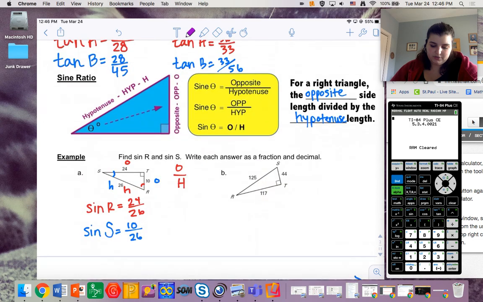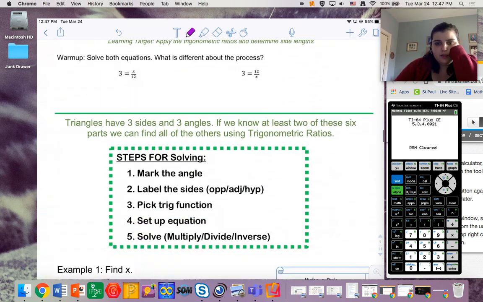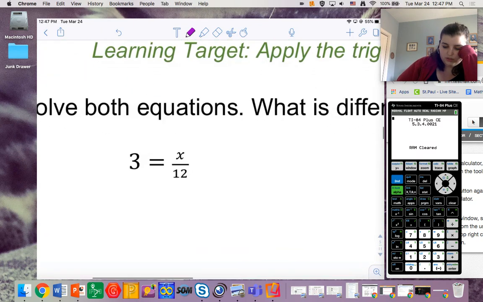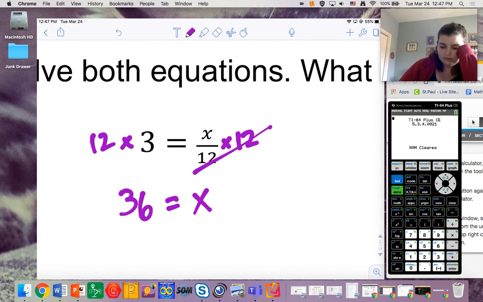Scrolling past our stuff from before. All right, solving for missing side notes. So first things first, solve both equations. What's different about the process? So I'm going to go ahead and zoom in. I need to multiply by 12 on both sides to solve so that those cancel. So that x is 36. Cool, so I multiplied and I got the answer.